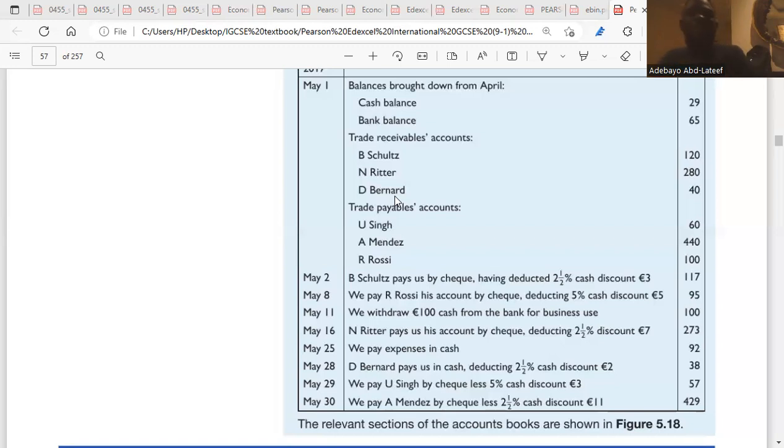Now we have to open a nominal ledger. Why do we have to open the nominal ledger? We have to open the nominal ledger for the accounts, for the cash.